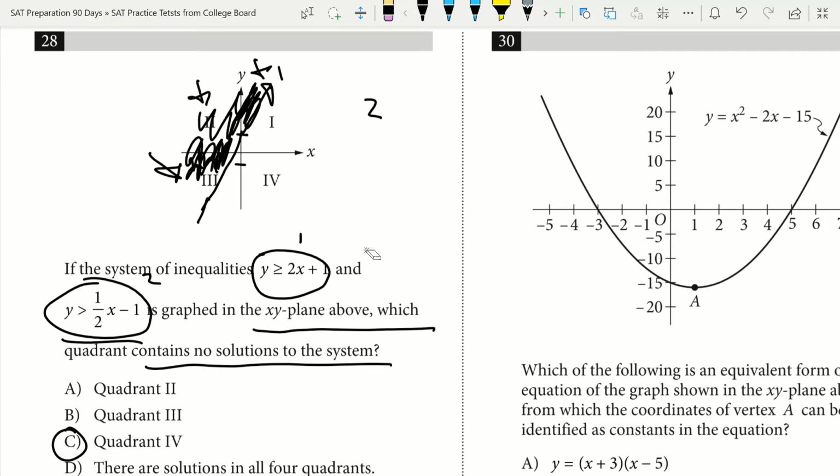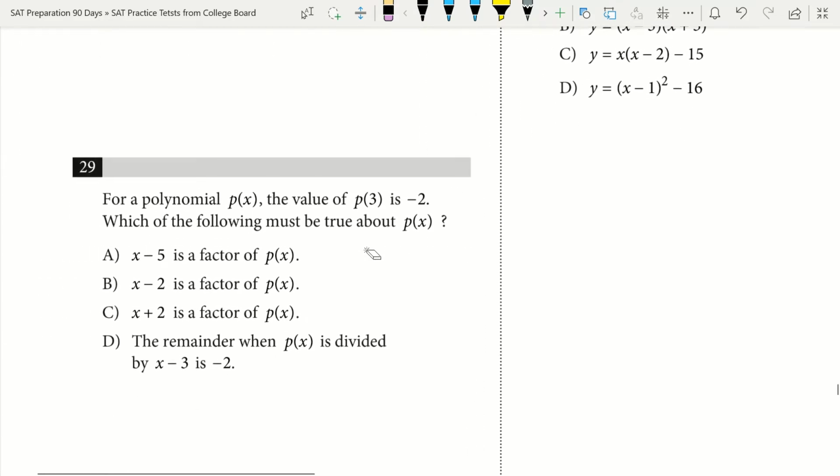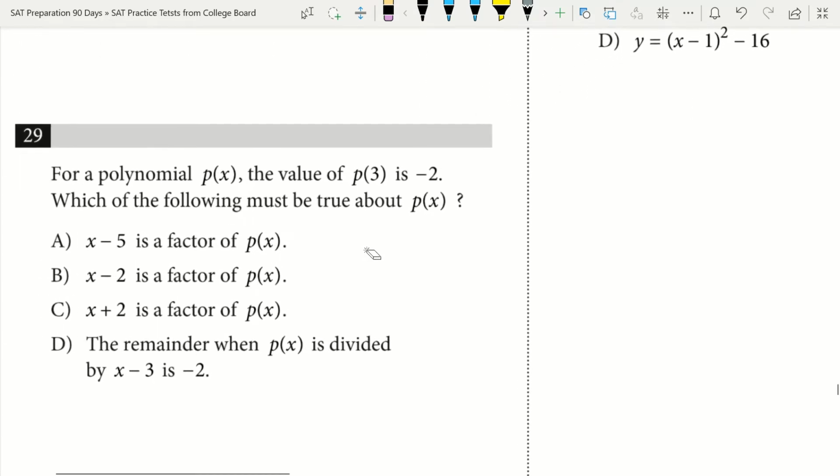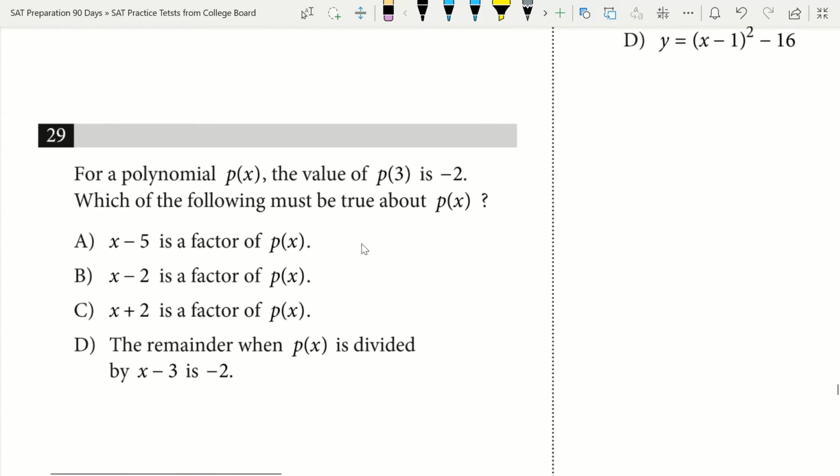All right, so with that, let's go ahead and switch over to question 29. So we've got a polynomial p(x). The value of p(3) is -2. Which of the following must be true about p(x)?